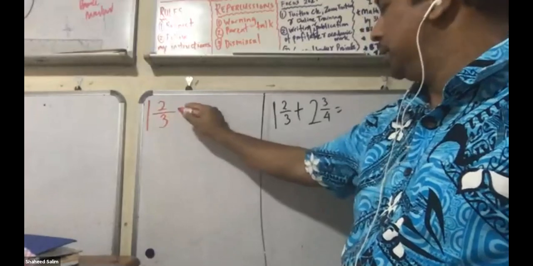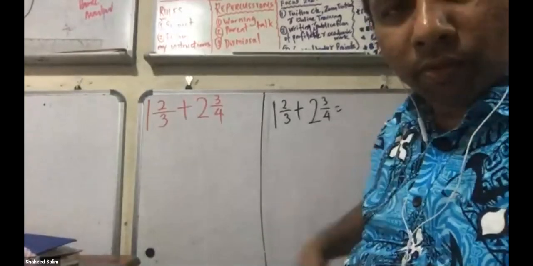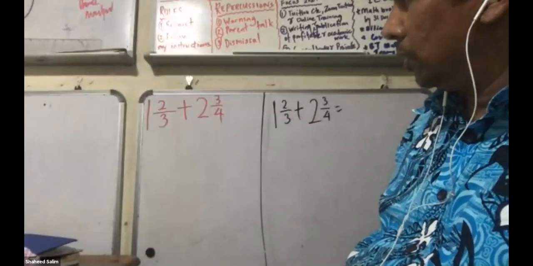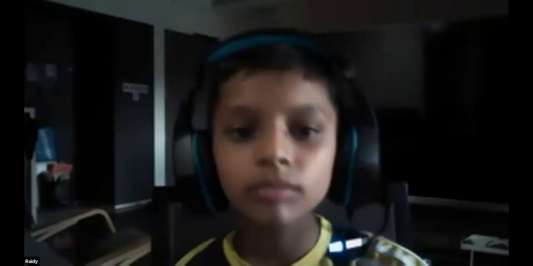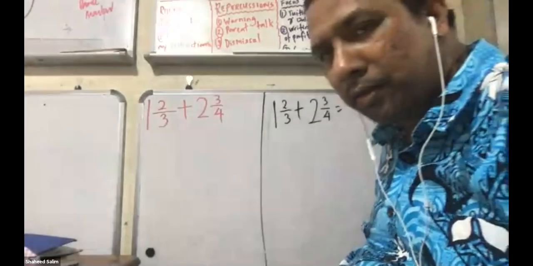Wait, hold on. What is your answer? Ready? 3 whole 4 out of 12. 4 wholes, 4 out of 12. What about Shakil? You get the answer? What's your answer?